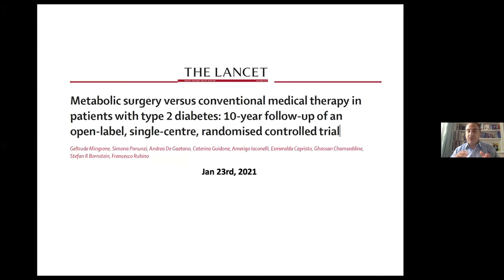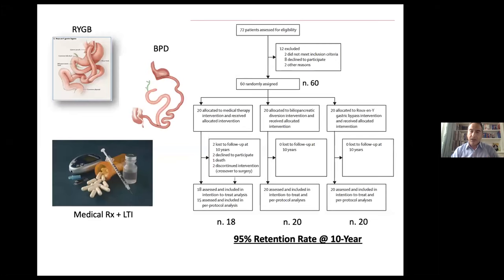Recently, we published the 10-year results for the first time. This paper is about the 10-year follow-up of one of those randomized trials that you saw summarized in that slide. It is a trial that Professor Mingrone and I started and conducted in Rome. Geltrude Mingrone continues to work in Rome, where she has done a lot of work to follow up these patients. It is a testament to her resilience that she was able to maintain the patients in the study, and we could analyze their 10-year follow-up with an extraordinary retention rate of 95% at 10 years, including 100% of the surgical patients.